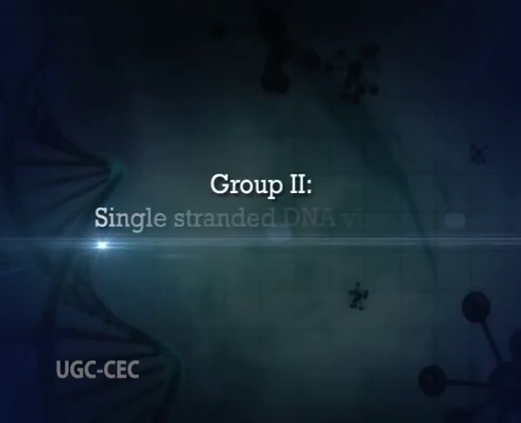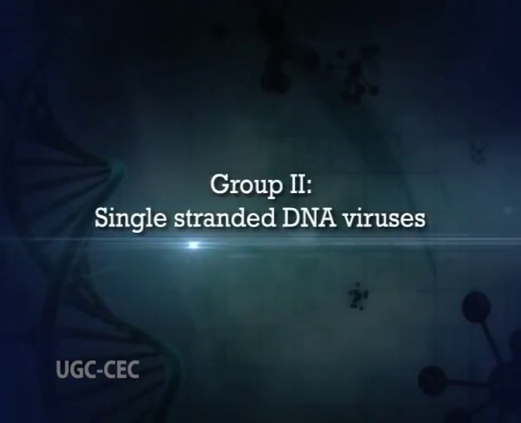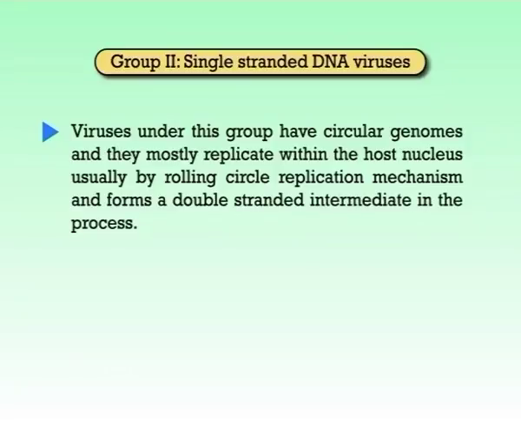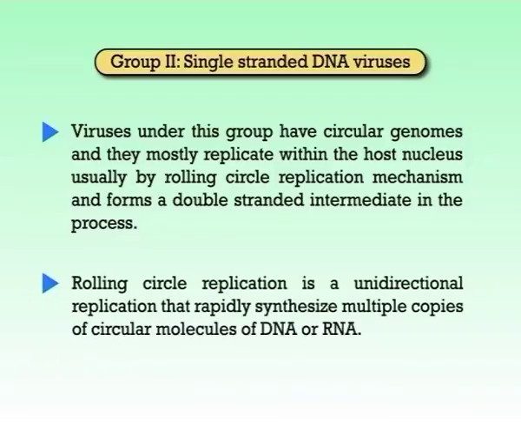Next, coming to Group 2. Group 2 consists of the single-stranded DNA viruses. Viruses under this group have a circular genome, and they mostly replicate within the host nucleus, by the rolling circle mechanism, and form a double-stranded intermediate in the process. Here, rolling circle replication is an unidirectional replication that rapidly synthesizes multiple copies of circular molecules of DNA or RNA.